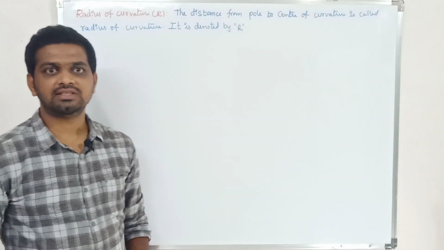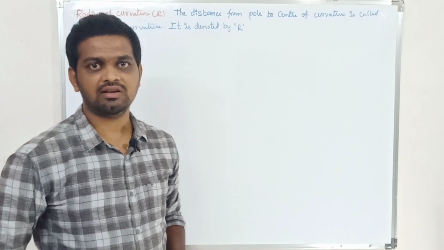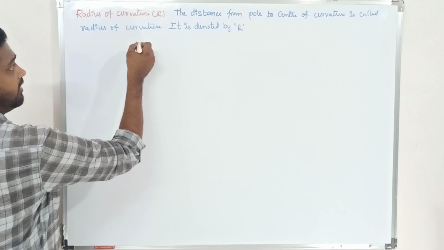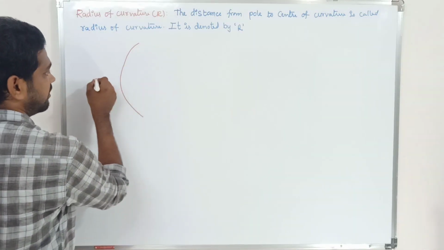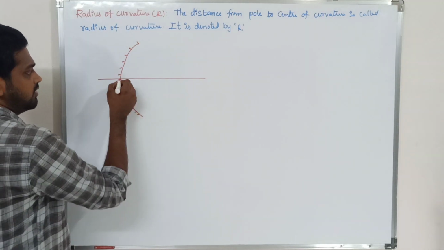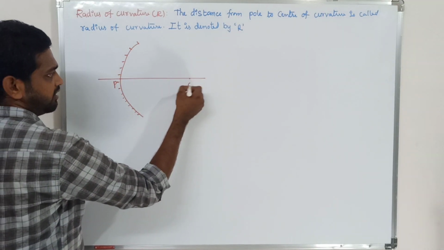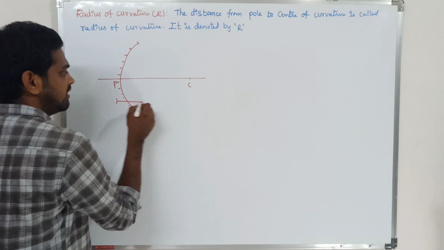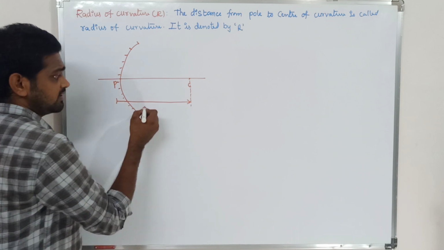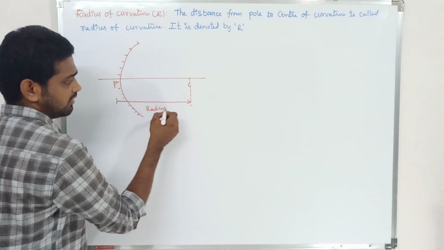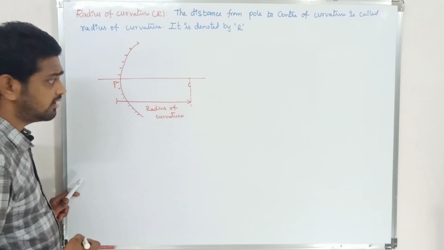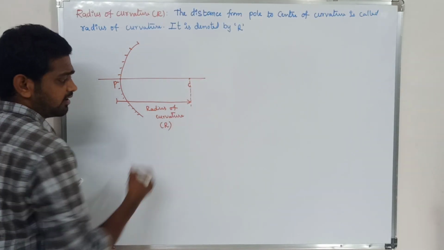The radius of curvature definition: the distance from pole to center of curvature of a spherical mirror is called the radius of curvature. Initially I am going to explain the radius of curvature in the case of a concave mirror. So this is the concave mirror, and this is the point P, the pole, and the center of curvature. So the distance from pole to center of curvature of a spherical surface is called the radius of curvature. Clear, children? It is denoted by the capital letter R.